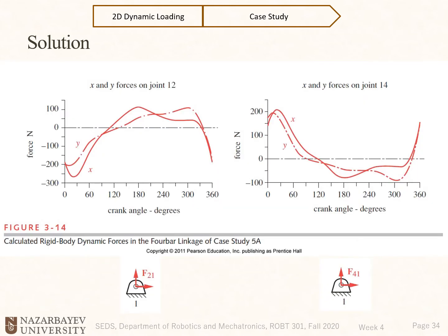Okay, now we could do further analysis on the reaction forces from the ground. So these are ground reaction forces here, F21 and F41, on two supports. If we change the crank angle theta, we could solve the equations again and find reaction force F12. Here we have the reaction force against the crank angle in degrees from 0 to 360. When the crank rotates from 0 to 360, you could see how those reaction forces change. Same for the second support, we could find the forces against the crank angle.